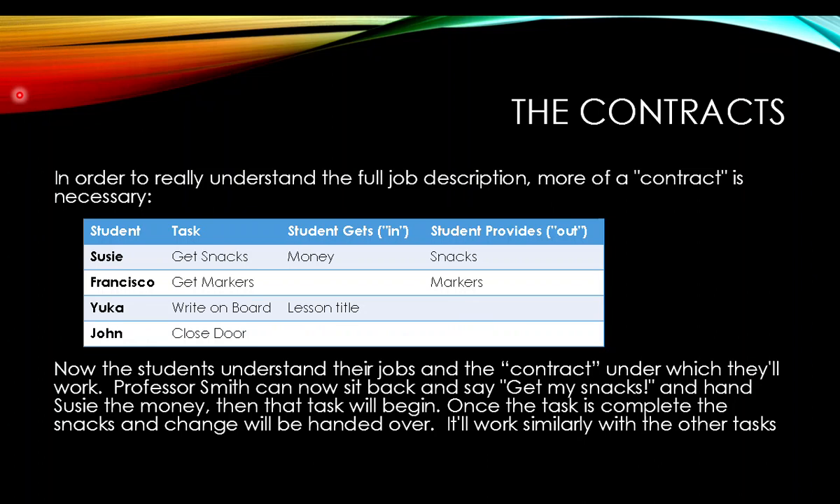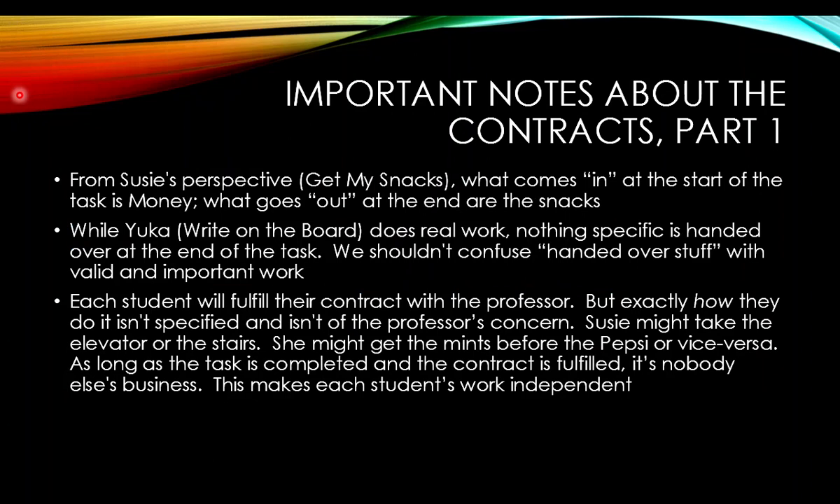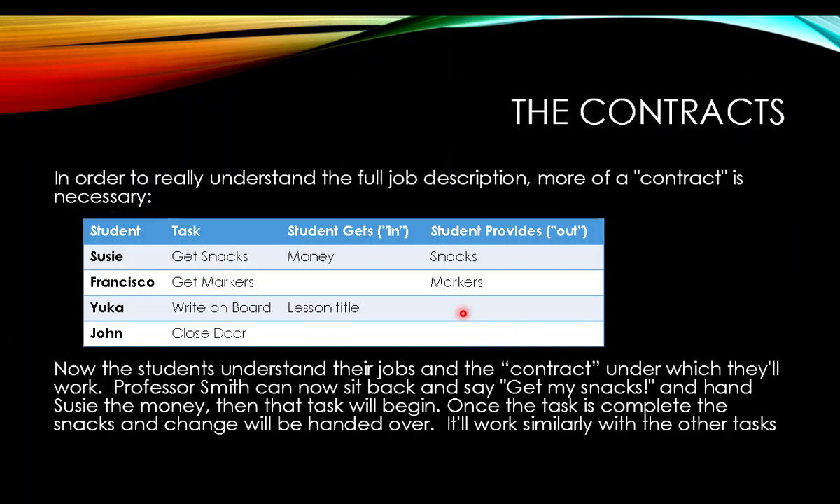These were created for another class that's a little more advanced, but I'm going to go to each slide and talk just briefly, but you can pause them if you want to read in more detail. So one of the things that we should be careful of is not to confuse the handing over of stuff with valid work. For instance, Yuka doesn't give anything back. It doesn't mean she didn't do any work. John didn't get anything, nor did he give anything back, but that doesn't mean he didn't do work.